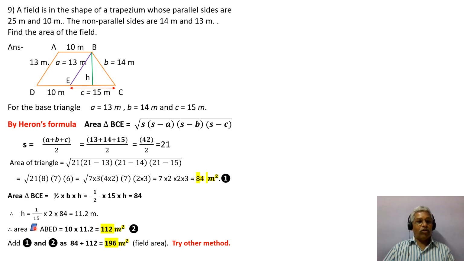So area of the parallelogram ABED equals 10 into 11.2, that is 112 meters square. This is the second area. So we have to add this to the one we calculated. Add 1 and 2, 84 plus 112, that equals 196 meters square. That is the field area. You can try any other methods also. You can try taking this parallel side.